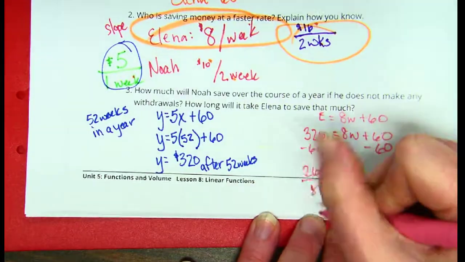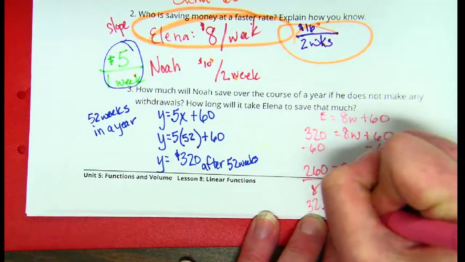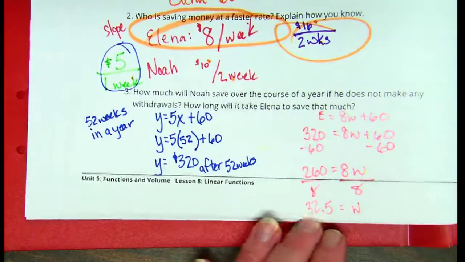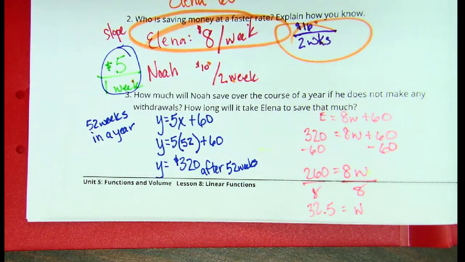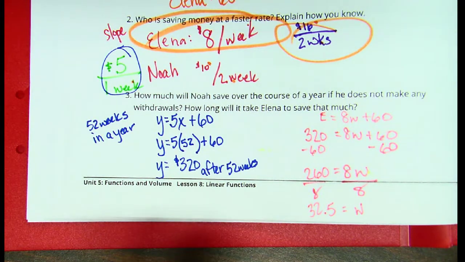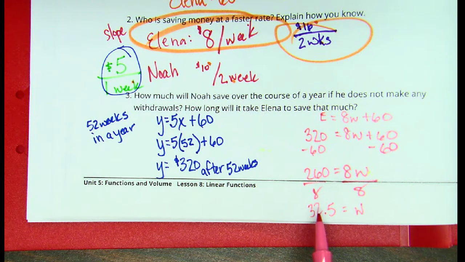And when you do, you get 32.5 as the number of weeks it will take her to save the same amount of money, $320. If the question were to ask you how many weeks, I would round this up to 33, because if you go with 32, she hasn't reached $320 yet. That's all we have for today.